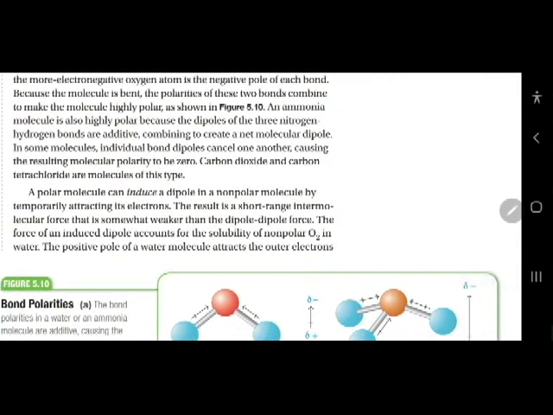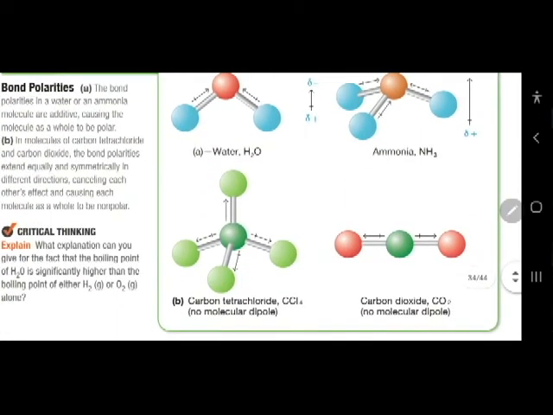A polar molecule can induce a dipole in a non-polar molecule by temporarily attracting its electrons. The result is a short-range intermolecular force that is somewhat weaker than the dipole-dipole forces. The force of induced dipole accounts for the solubility of nonpolar O2 in water. The positive pole of a water molecule attracts the outer electrons, as you can see here on this shape.